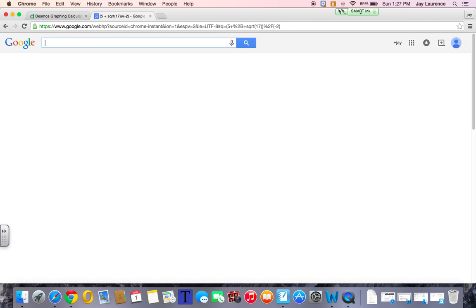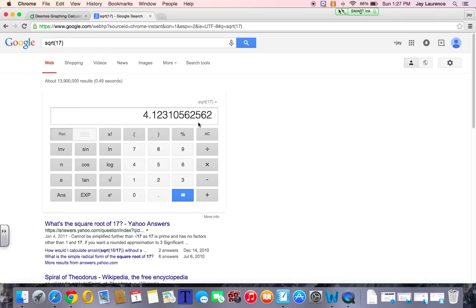So here's what I'll do. I'll do the square root of 17. There we go. Okay, so I get this big, long, ugly decimal. Now I'm just going to try to add 5 to it. Get that. And then I'm going to divide it by negative 2. And I always forget how to do these.